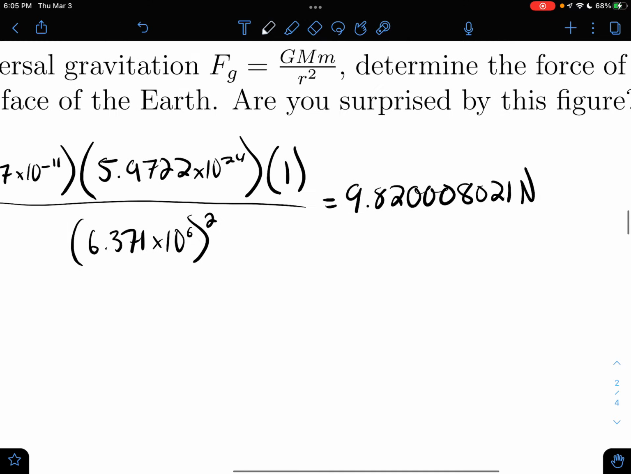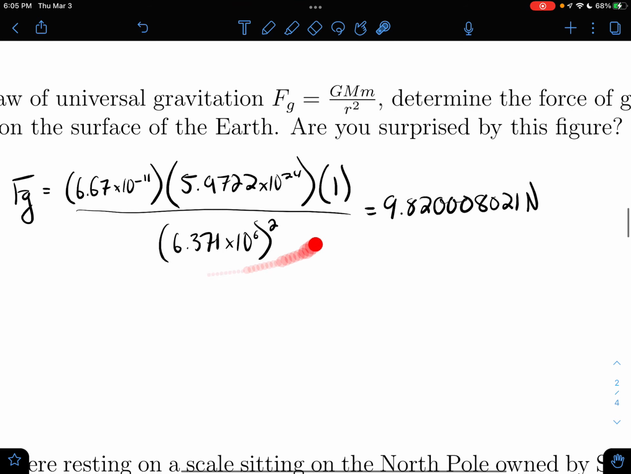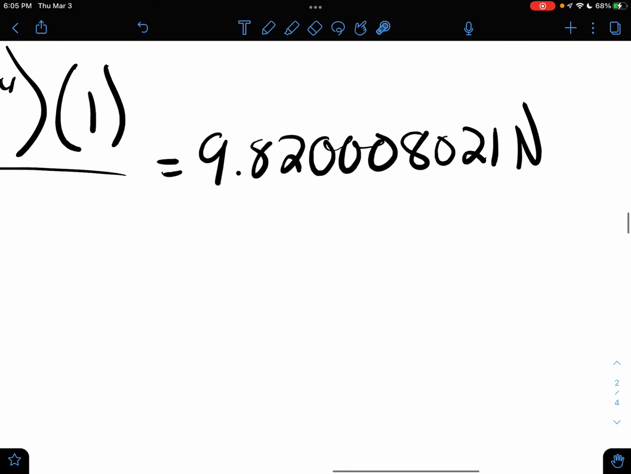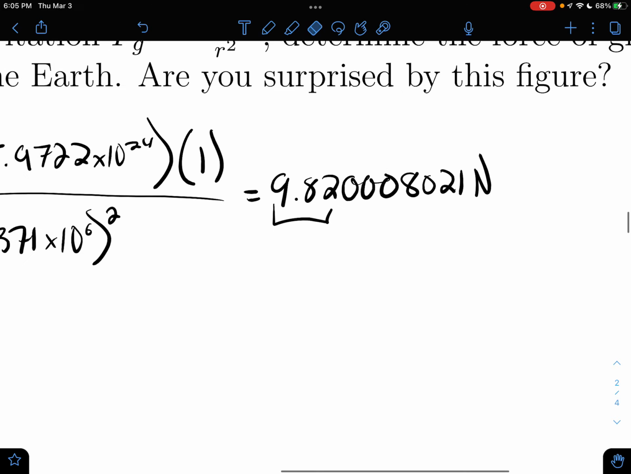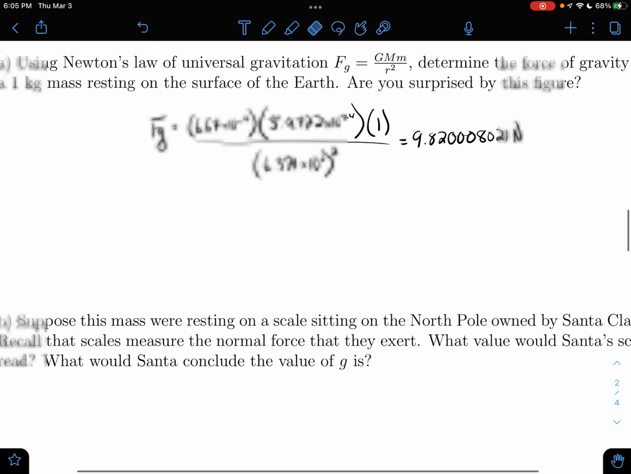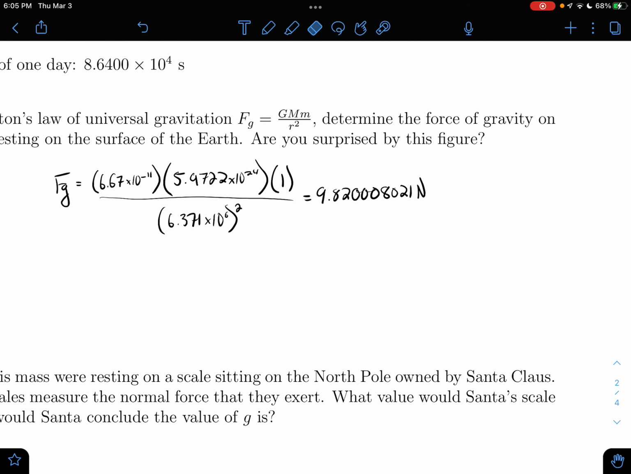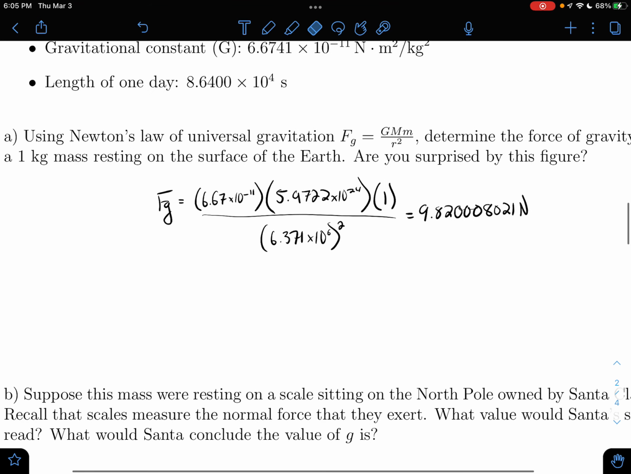Since we kept it in kilograms and meters, the final answer is in newtons, which kind of makes sense. 9.82 is pretty close to what we expect. We've been using 9.8, or sometimes 9.81 if you're really feeling spicy about it. So that's just the force of gravity on something resting on the Earth.